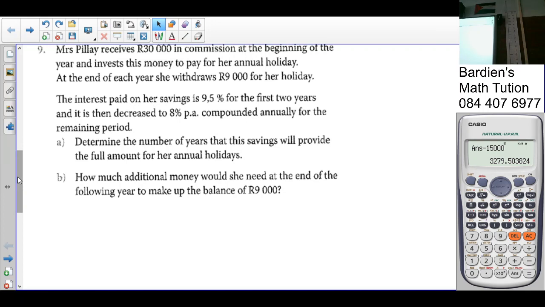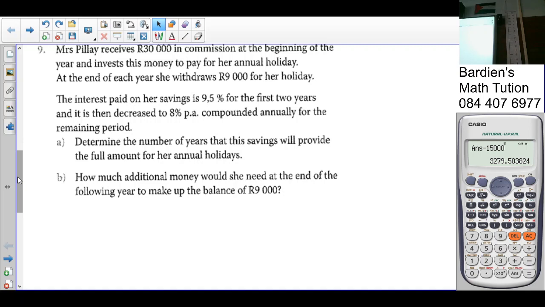So we are told in question 9, Mrs. Pillai receives 30,000 rand in commission at the beginning of the year. You guys know what commission is, no? You don't know. When you're selling something, for argument's sake, the commission can take different forms. But one common form of commission is what salespeople get.